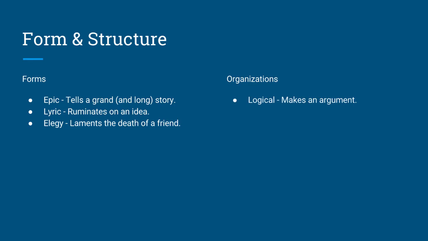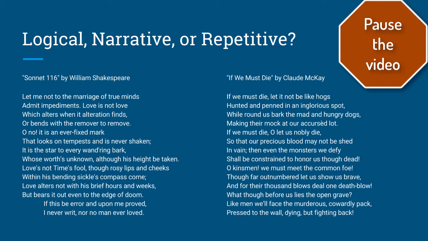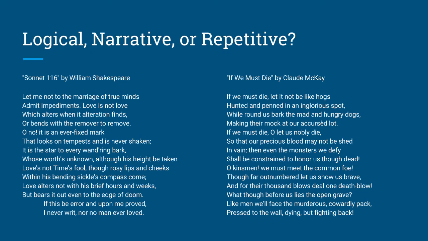Is it logical, making an argument? Is it narrative, telling a story? Or is it repetitive, cycling through the same lines or stanzas again and again? We already said in the last video that our two examples were lyrical poems. They didn't tell stories, they explored ideas. Take a look at each again. Would you say they are logical, narrative, or repetitive in their organization? Right, they are each making an argument. So, we would describe their structure as both lyrical and logical.